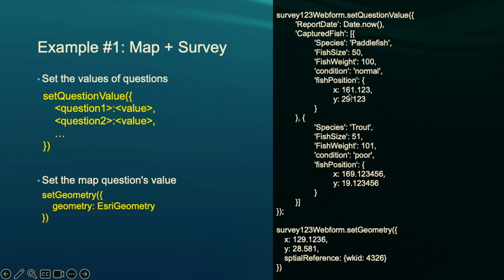For convenience, the Survey123 JS API provides the setGeometry function to set the map question's value. The parameter is the geometry JSON, and the geometry type must be identical with the map question's type. In this example, we only set the X, Y, and a spatial reference because it's a geopoint type. But if we want to set the geometry for a geotrace question, we should set a series of coordinates here.